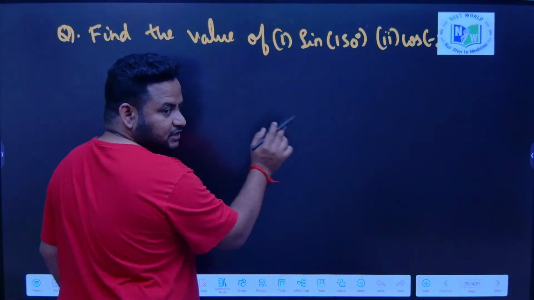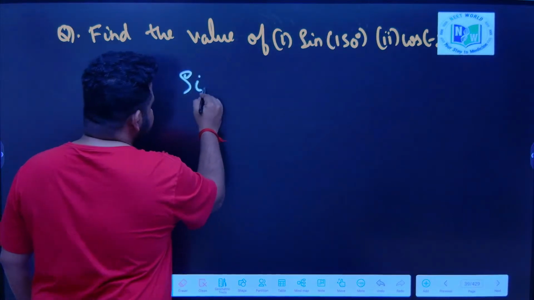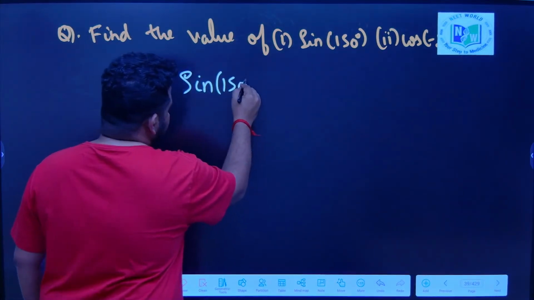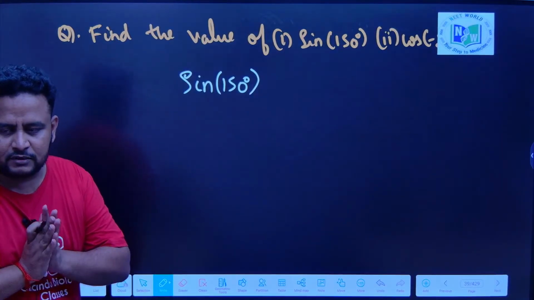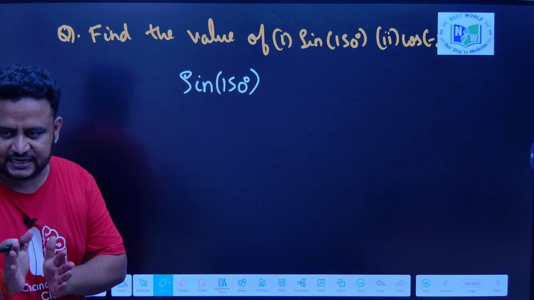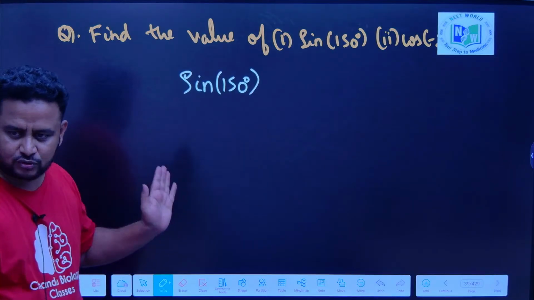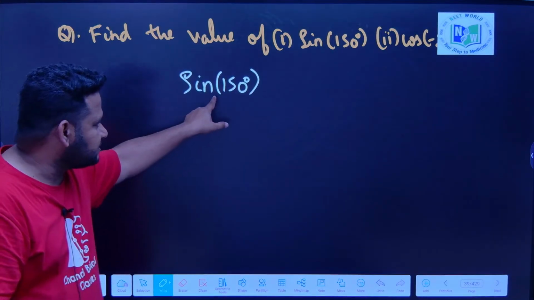Find the value of sin 150 degree. Observe carefully. First of all, 150 degree will come in which quadrant? Second quadrant, right, because the second quadrant is 90 to 180. So sin 150 degree is in the second quadrant.